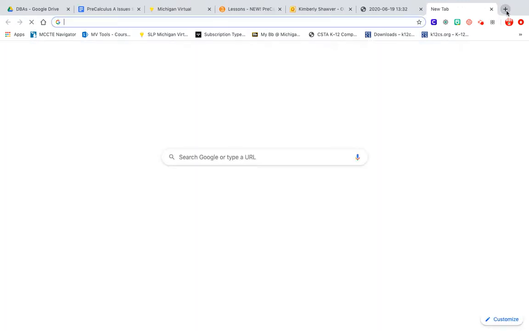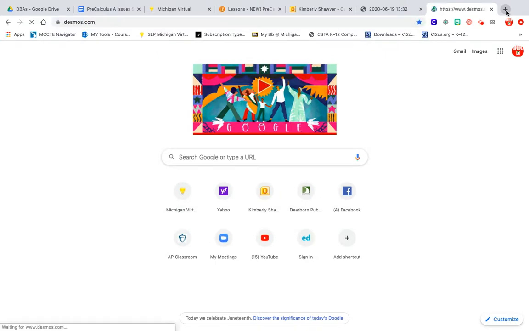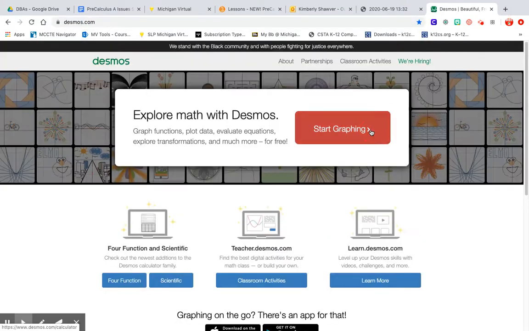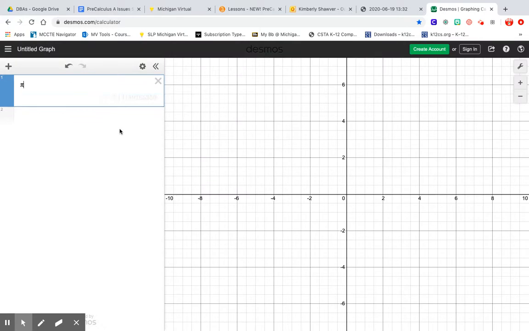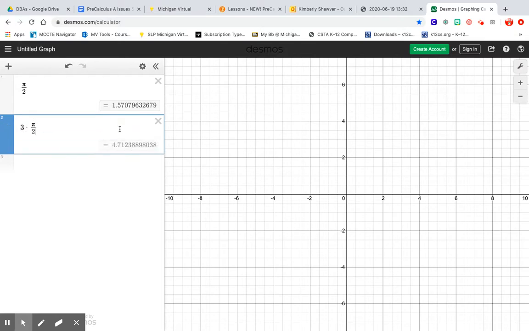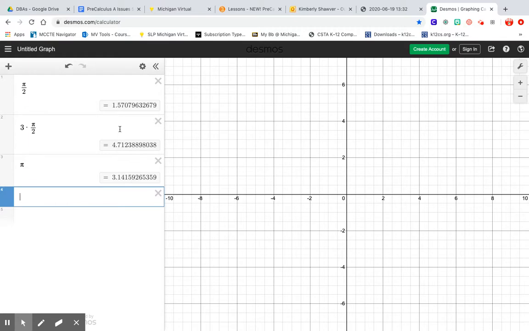And if you don't believe it, I'm just going to pull up Desmos. You can just type those in if you don't believe it. Like, what does pi over 2 equal? What does 3 times pi over 2 equal? I mean, that's where those numbers come from. Pi is just a number.